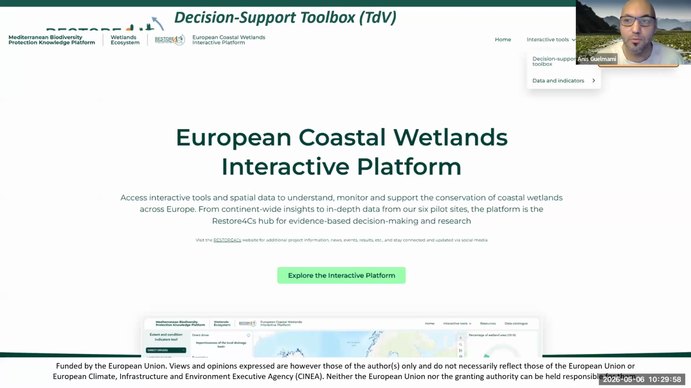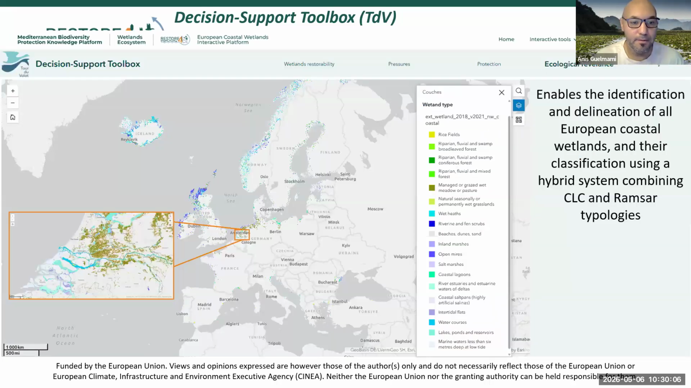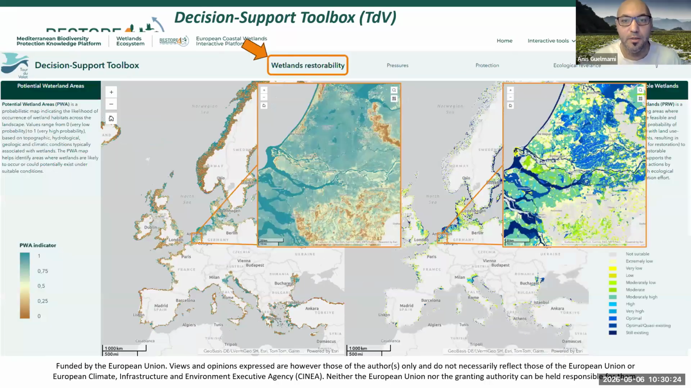And as I said, this toolbox is now available within the platform. You can access it directly using the link shared in the chat. There are several components, four main components. The first one is on the ecological relevance, so it enables the identification and delineation of European coastal wetlands and their classification using a hybrid classification system combining Corine land cover with Ramsar definitions.